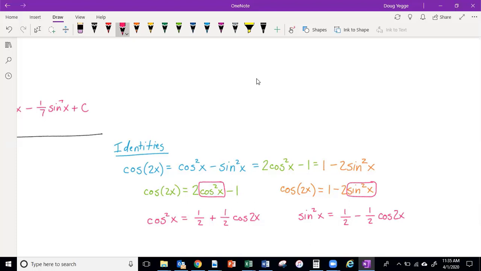So what we've done here is we've just created something referred to as power reducing formulas. We've taken cosine squared x and we've reduced the power to where I don't see the exponent anymore. We've taken sine squared x and we reduce the power so that we don't see the exponent anymore.